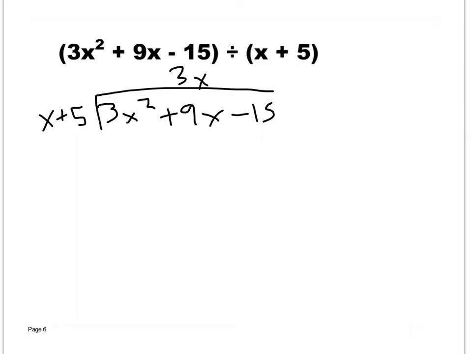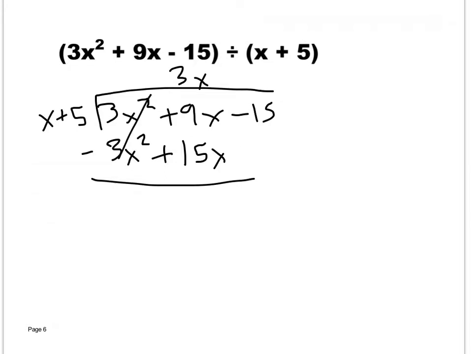3x. 3x times x is 3x squared. And then 3x times 5 is 15x. So I subtract. Okay. The 3x squareds would cancel. 9x minus 15x gives me what? Negative 6x, minus 15. I drop down.